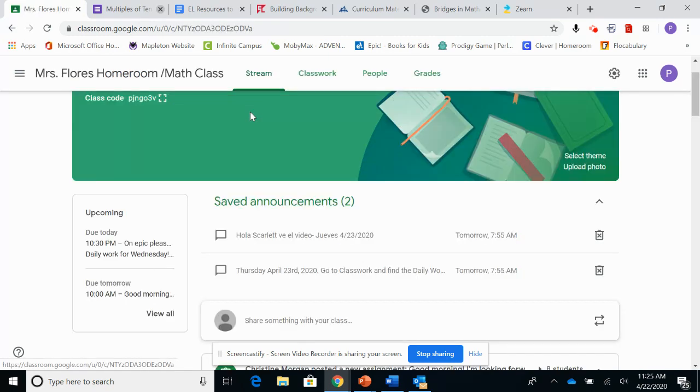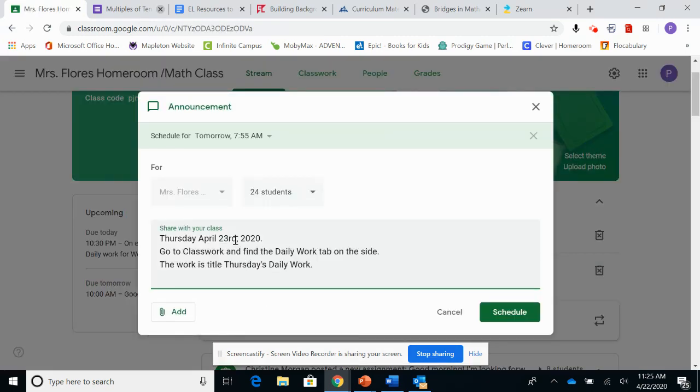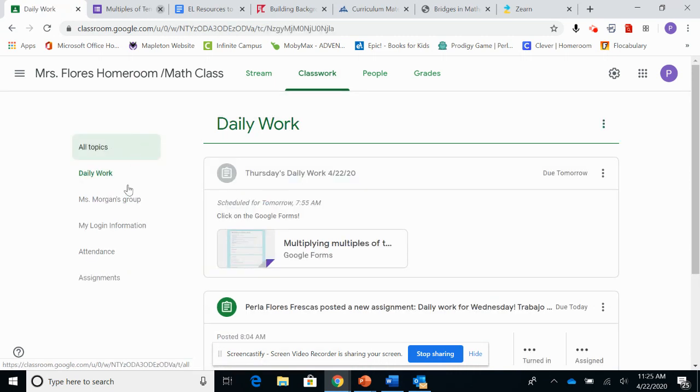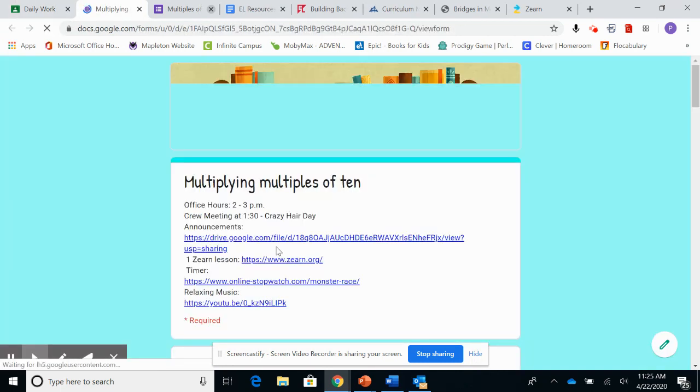So you'll go to our homeroom, you'll see our announcement for the day. Today is Thursday, April 23rd. It says go to classwork and find the daily work tab on the side. Then the work is titled Thursday's Daily Work. So we go to classwork, find the daily work tab, and click on the Google Forms.